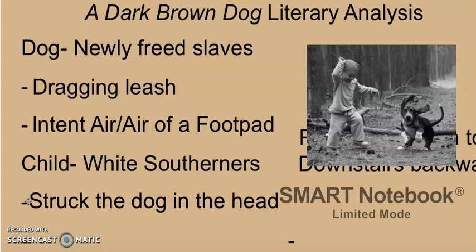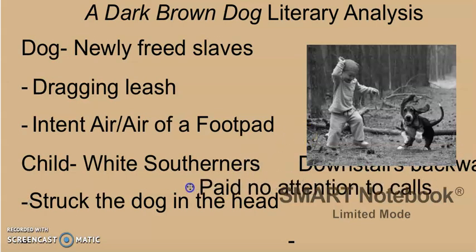And then the dog ended up trying to, I think the phrase was, topple over the child. I mean, the dog was just happy. Then that's when the dog got struck in the head. And everything seems to change after that.